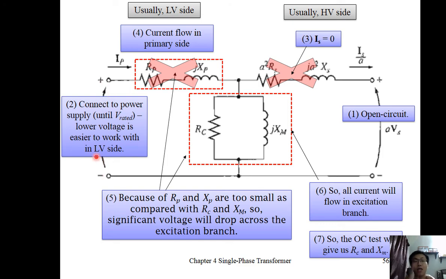Remember, the open circuit test must be injected with the rated voltage. If the transformer is 24 volt to 2400 volt, it must be 24 volt. If this is 12 volt to 2400 volt, I must inject 12 volt. So the second step, we inject 24 volt.